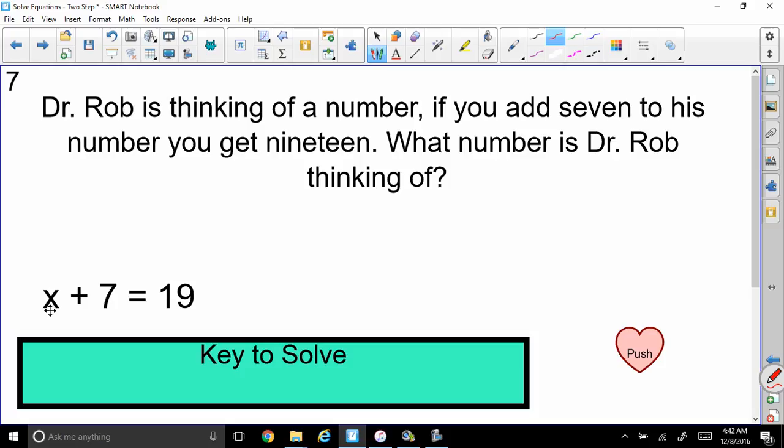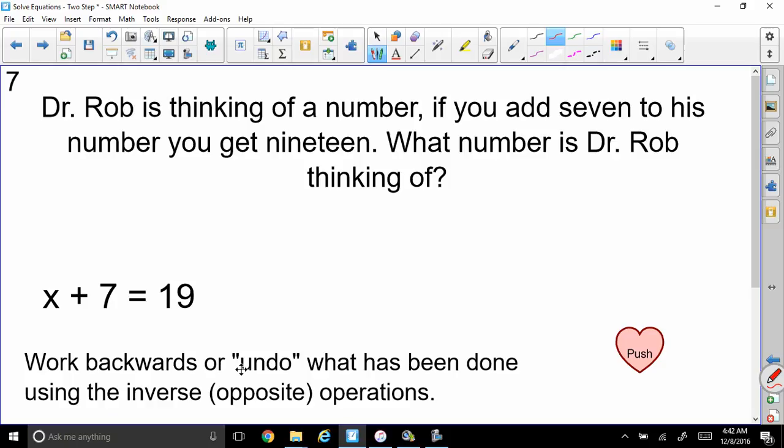We represent the number I'm thinking of with a variable, which is a letter, and I'm adding 7 to that number that I'm thinking of, and you're going to get 19. Well, here's the key to solve that problem. Work backwards. Undo what has been done using the inverse. Inverse means opposite operations. So in other words, I'm going to work backwards. So I'm going to take what they told me and do the opposite of everything.